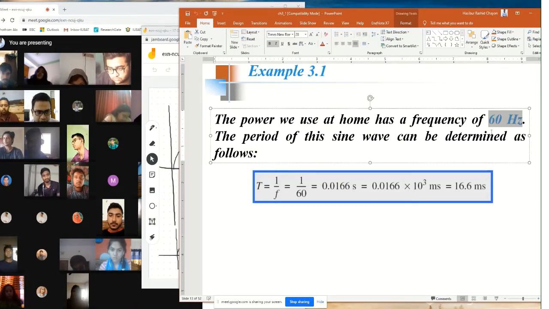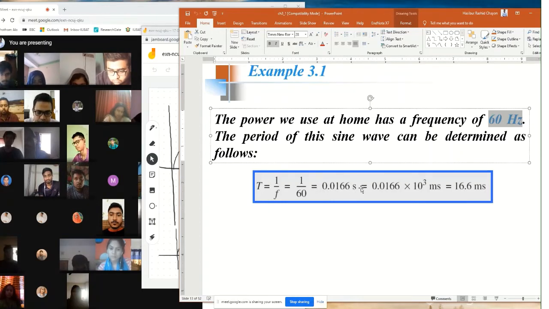So very simple. This is t. No, sorry, this is f. We need to find the t. We know that t equals 1 by f. So this is the answer. Listen very carefully. This question does not ask for any particular unit. So if you just write 0.0166 second, that is the answer.